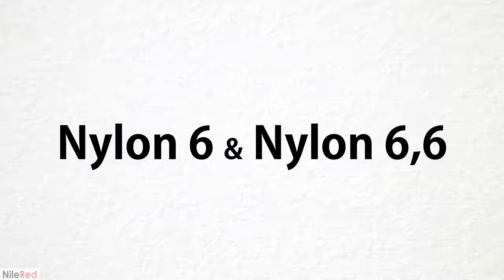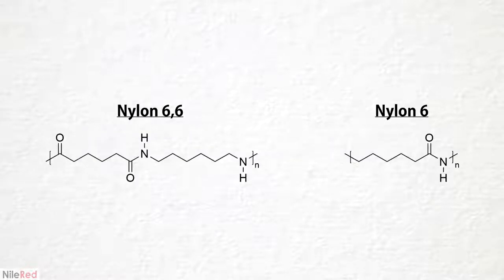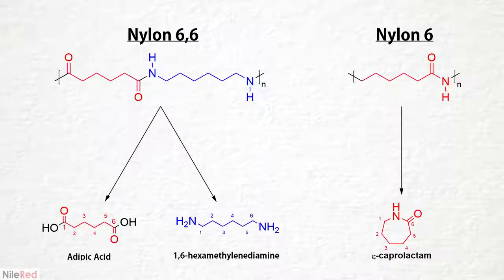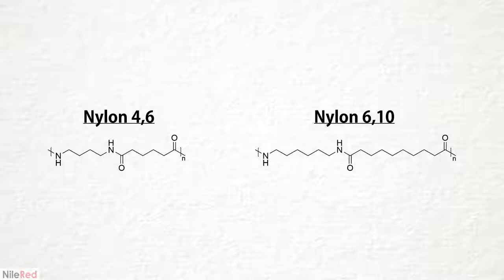There are many forms of nylon, but the most common ones are nylon 6 and nylon 6/6. Each type of nylon gets its name from the length of its building blocks. For example, nylon 6/6 is made from 2 ingredients where each one has 6 carbons. Nylon 6, on the other hand, is made from just one 6-carbon chemical. There are other forms of nylon, like nylon 4/6 or nylon 6/10, but they're not as common.